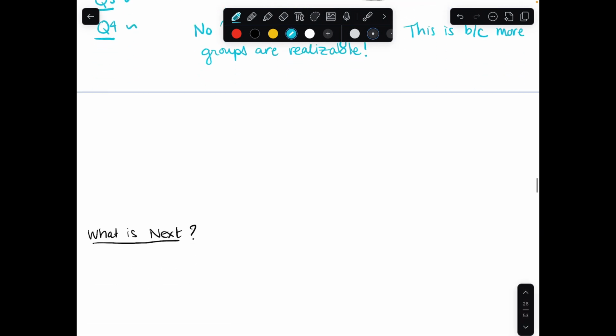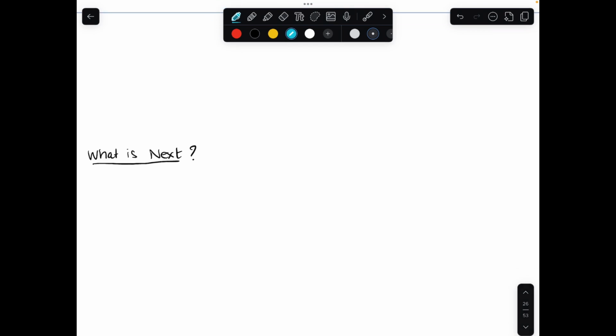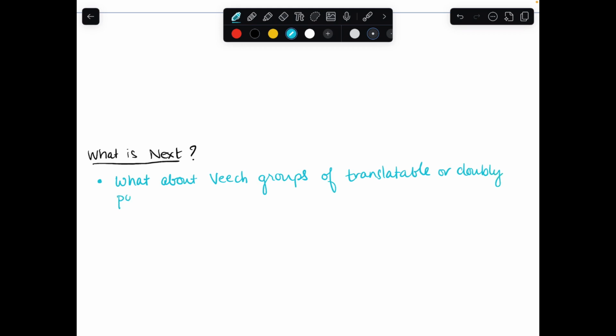So let's talk about what's next. What are the next questions? What's left to answer? So the most obvious is we only had 2 bullet points for our Veitch group statement. What about Veitch groups of translatable or doubly pointed surfaces? Surfaces that are generalizations of having 2 ends. So that remains open. Another thing is all the proofs here are constructive and they create infinite area.